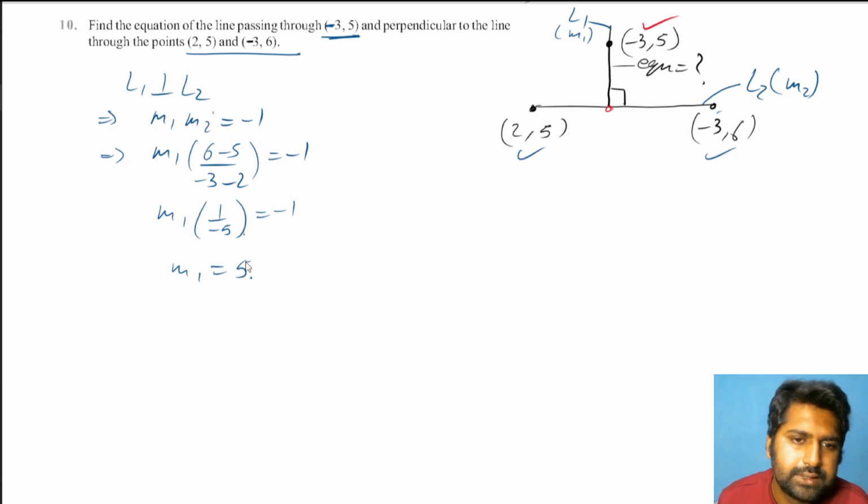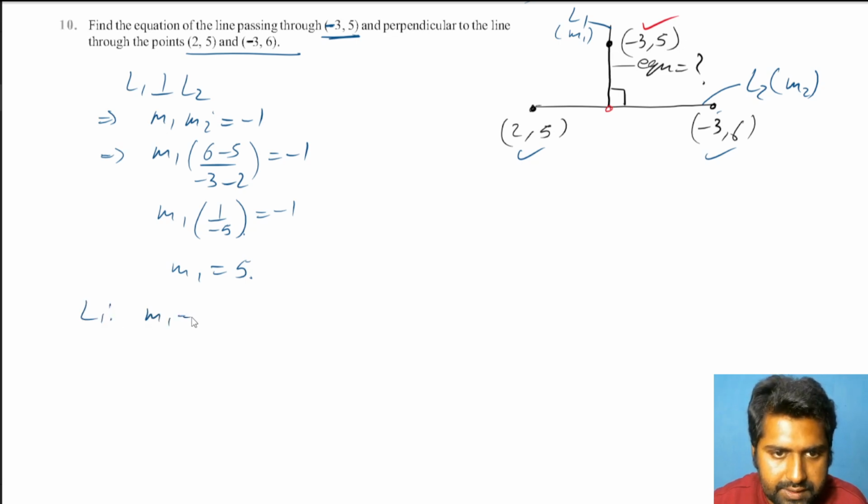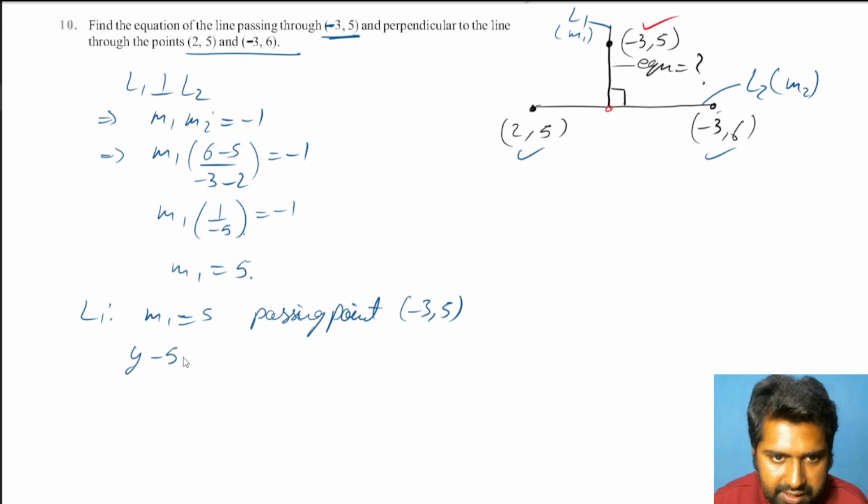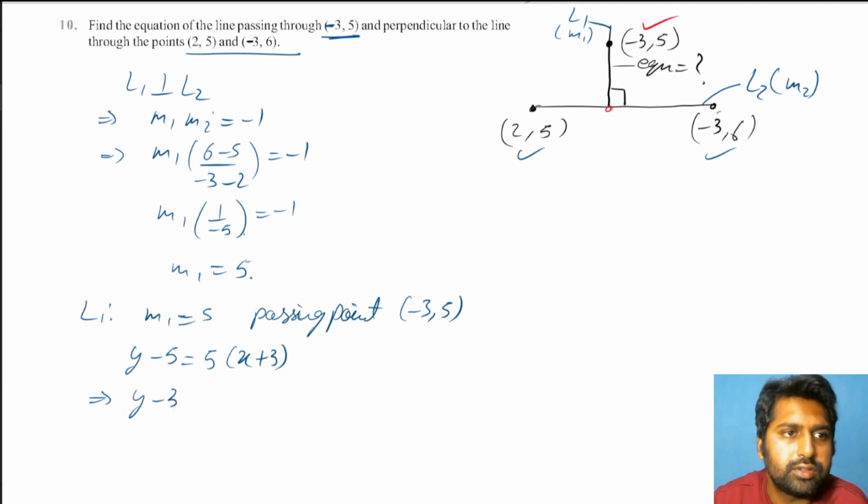Yes, looks correct. M1 is 5. Now we know the slope of this line L1. For the L1 line we know M1 is 5. We know the passing point is -3, 5. What do we use? Slope point form again. I told you that this chapter revolves a lot around this slope point form. So y minus y1, y minus 5 is equal to the slope, that is M1, that's 5, into x minus -3, so x plus 3.